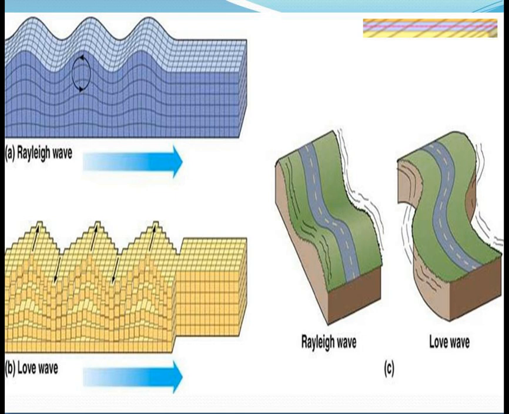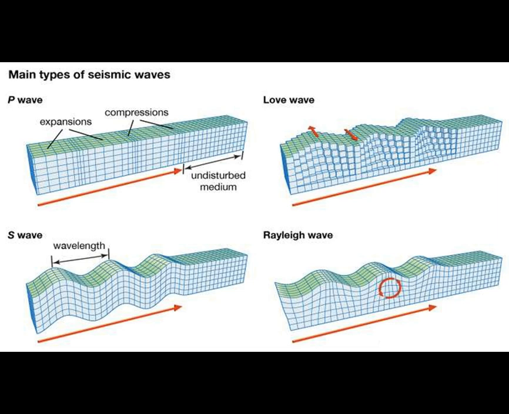Number 2, Rayleigh waves, or R waves. These waves move in a rolling motion, like ocean waves. In this, the ground moves up, down, forward, and backward. Rayleigh wave is slower than Love waves.